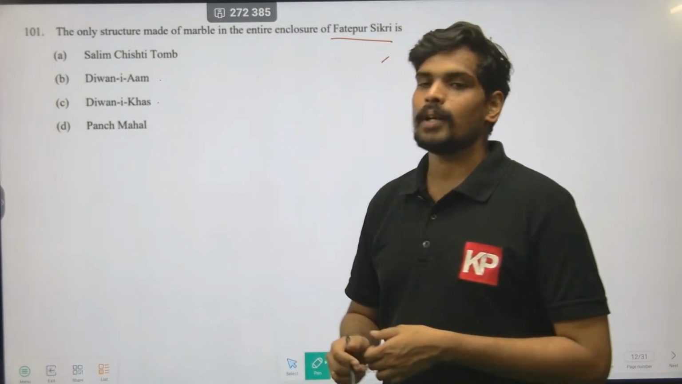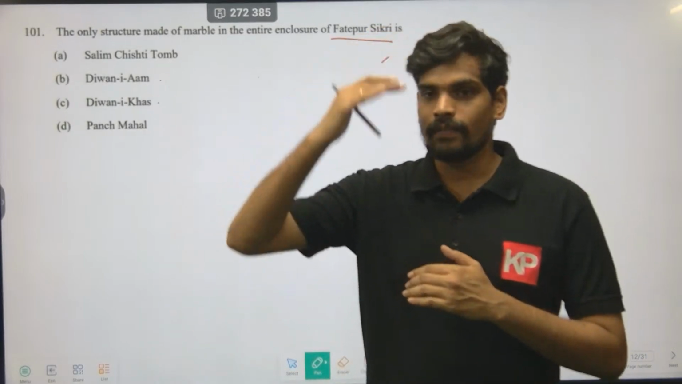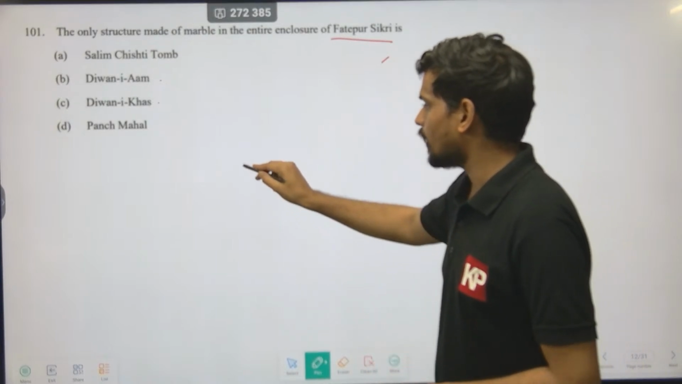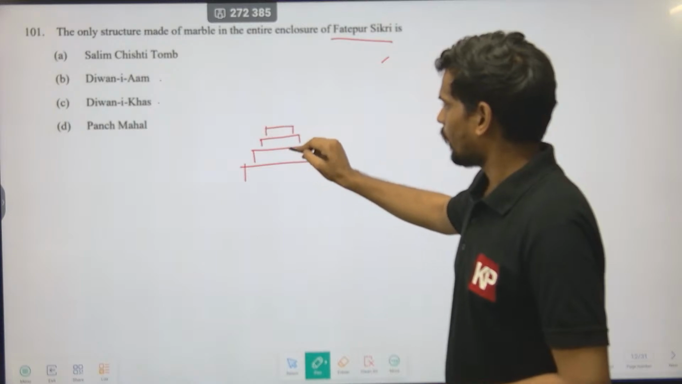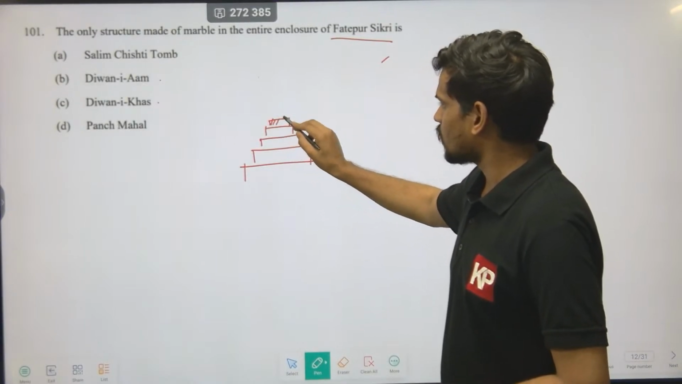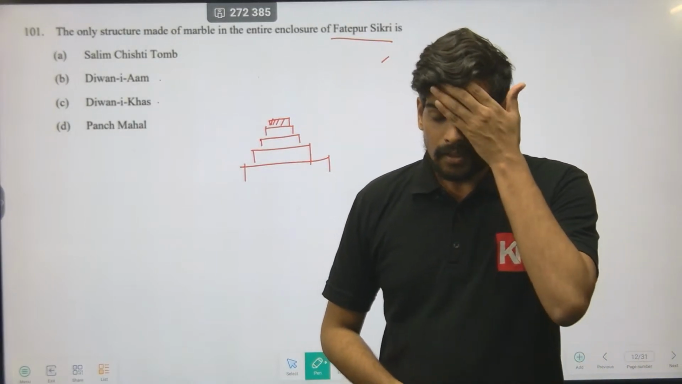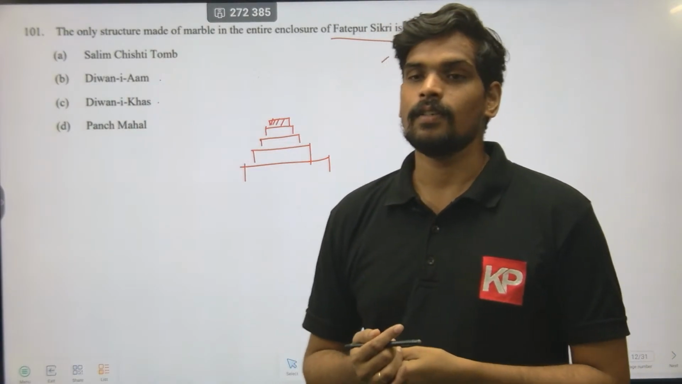Then you have Panch Mahal. Panch Mahal is an open pavilion. It is a 5-level pavilion. So that's how it is called Panch Mahal. It is constructed with 5 levels of colonnades with a pavilion on the top. So that's Panch Mahal. That's also a sandstone structure in Fatehpur Sikri.